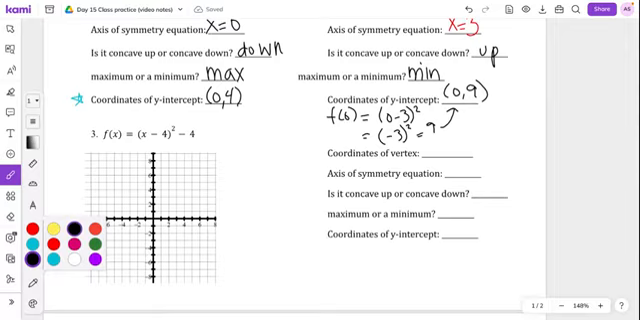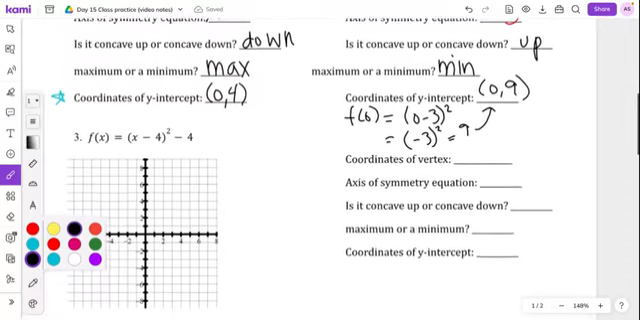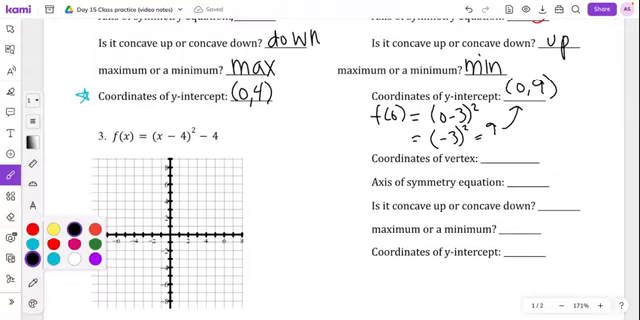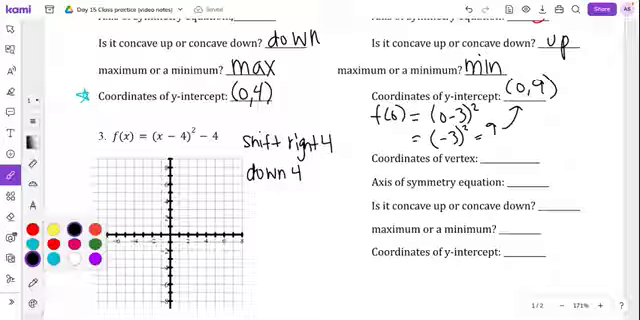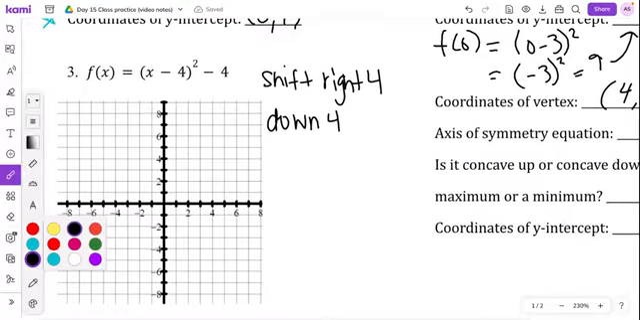In this example, we see a few things that happen. So first off, because we have that x minus 4 inside the parentheses, we are going to shift right 4. We're also going to shift down 4 because we have that minus 4 on the outside. So that means that our vertex compared to 0, 0 is now going to be at positive 4 comma negative 4. And we can go ahead and plot that point right here.